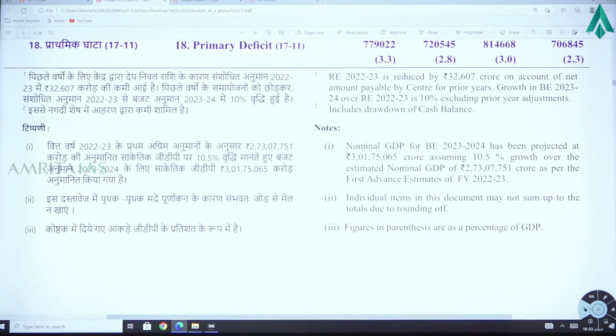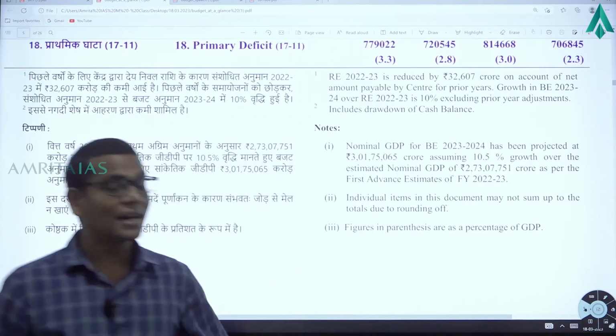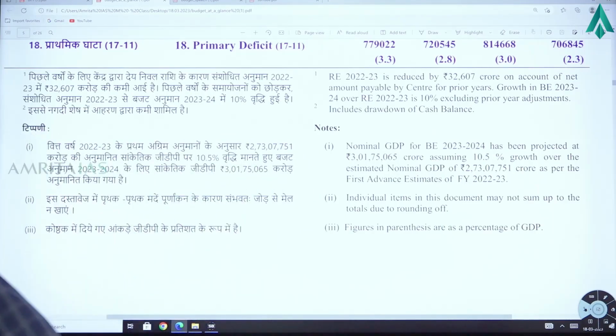So what is our nominal GDP? 273 lakh crores. Okay, forget about that number. Nominal GDP. Real is something around 160, 170, sometimes 150. So what is the growth rate? Nominal growth rate is how much? 10.5%. Then what is the real growth rate? Something we are saying 6.5 for next year.